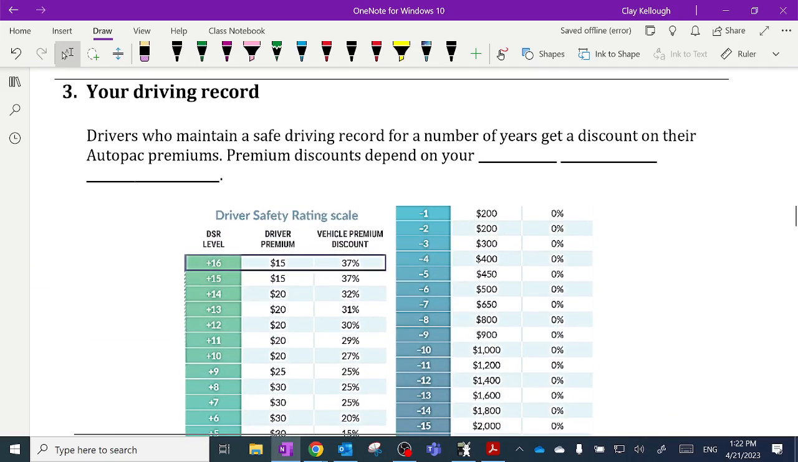First of all, let's talk about driving record. This is one of the big things that determines how much you pay for your insurance. Drivers who maintain a safe driving record for a number of years get a discount on their Autopac premiums. Premium discounts depend on your DSR, driver safety rating.